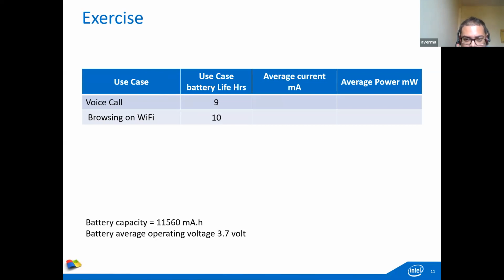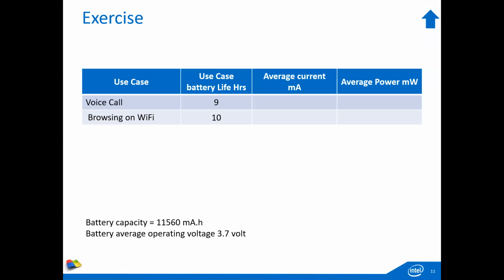Again, I will just give you the equation that we need to use. You know the battery capacity was 11560 milliampere hour, that you need to equate with the current of the specific use case multiplied by the battery life in hours. Once you equate, you should be able to calculate the current for that use case. And to get the power for that use case, you just multiply by 3.7 volt and get the average power in milliwatt. Once you get the answer, students, just raise your hand and I will unmute you. Okay?